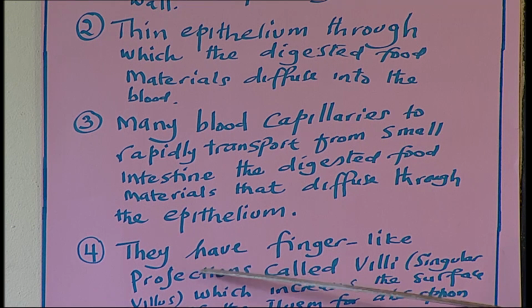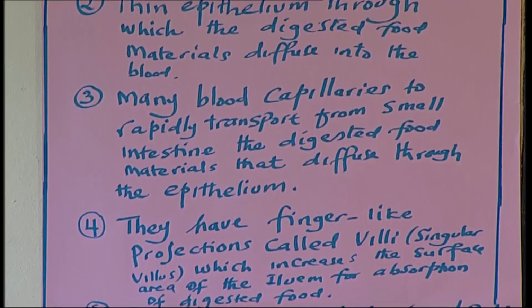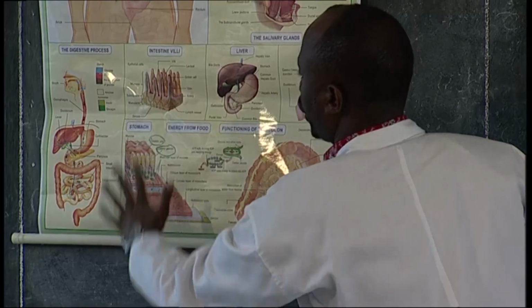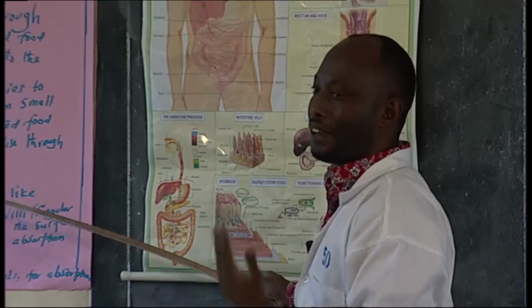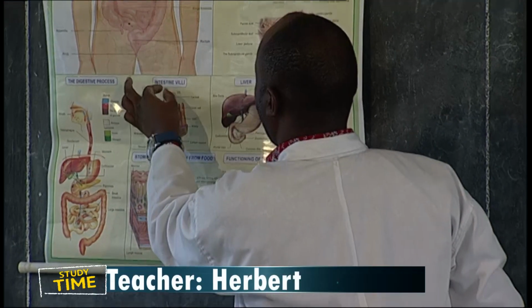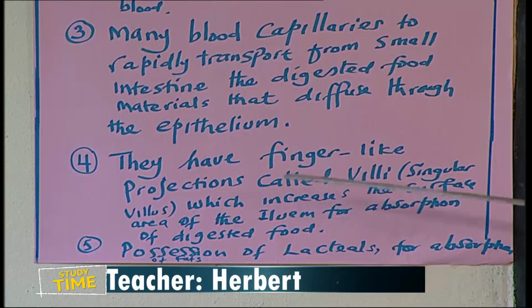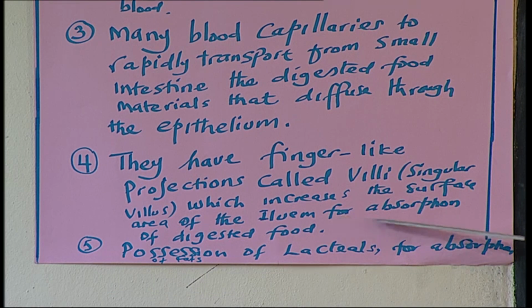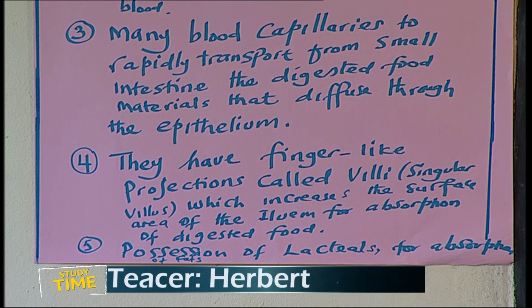Number four, they have finger-like projections. As you can see on this diagram, with my finger, they are finger-like projections called villi. This one has been extracted from the small intestine. These finger-like projections, called villus, increase the surface area of the ileum for absorption of digested food. The last one, it possesses lacteal vessels, which are very important in absorption and transportation of fats. So that is the end of the lesson.